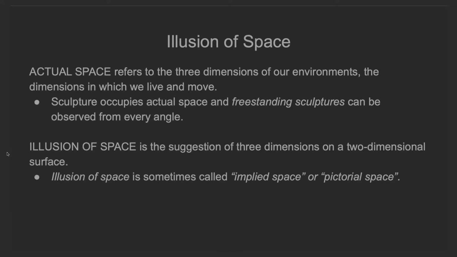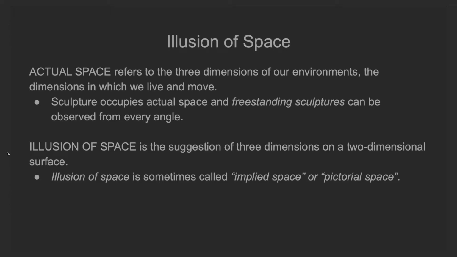There's a difference between actual space and illusion of space. Actual space is the space that we move around in, the space that we exist in. There's artwork that exists in actual space. That artwork typically would be sculpture.